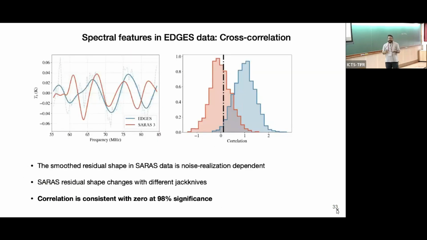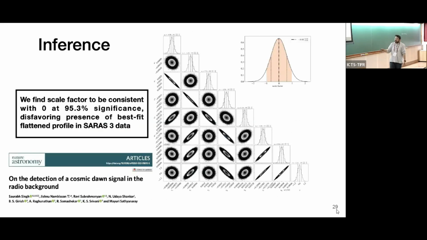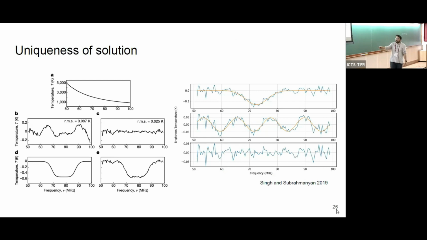The other way you could also ask this question is you take EDGES data, you take SARAS data, and you look if there are spectral signatures that are common in both. So this is a more model-independent approach, because you are not really looking for a flat profile like what EDGES has detected, but you take this data and what you really get as a residual is this. So the question is, it can have multiple solutions. There are multiple things that can give you this structure. So we are asking, is this structure present?